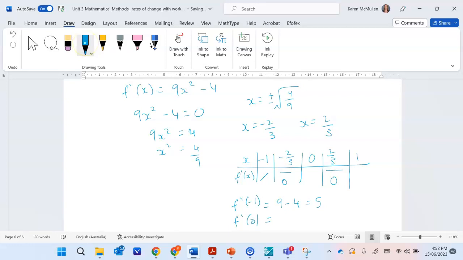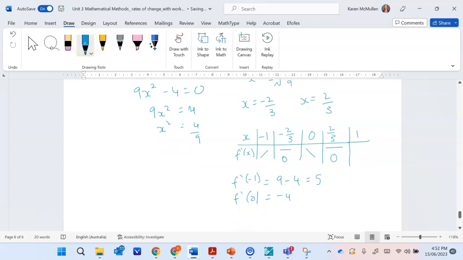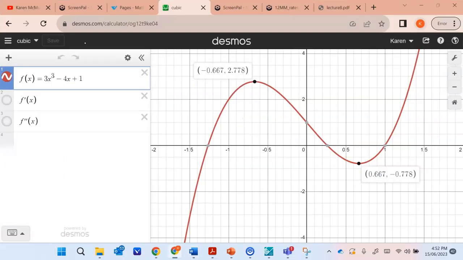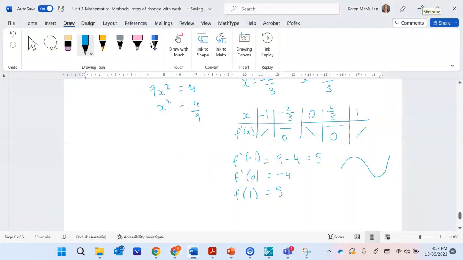At 0, we're going to have negative 4, so it's a negative gradient. And then the derivative when x equals 1, we're going to have 5 again. We're going to have a positive. So we know that the graph of our gradient is going to go like that, which we know from graphing it before. So that's how we would do it before. And you can still do it like that. I really like that way. It's quite visual.